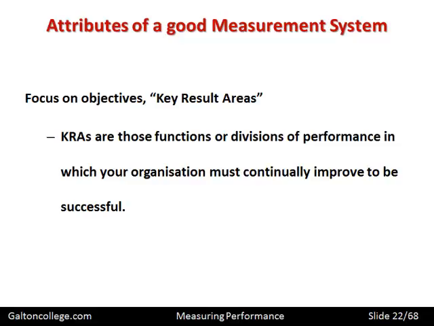So the key result areas are isolated out. They're recognized and are treated in such a way as to make further improvements to the organization. So key result areas are the critical areas of the business, the absolutely vital areas that the business must get right.